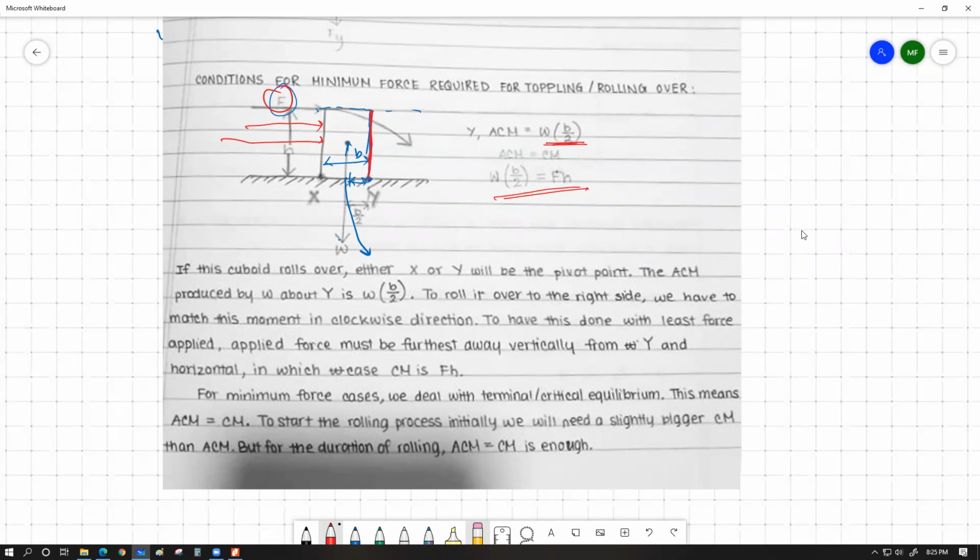For minimum force cases, we deal with terminal or critical equilibrium. This means ACM equals CM. To start the rolling process, initially we'll need a slightly bigger clockwise moment than anti-clockwise moment, but for the duration of rolling, ACM equals CM is enough.